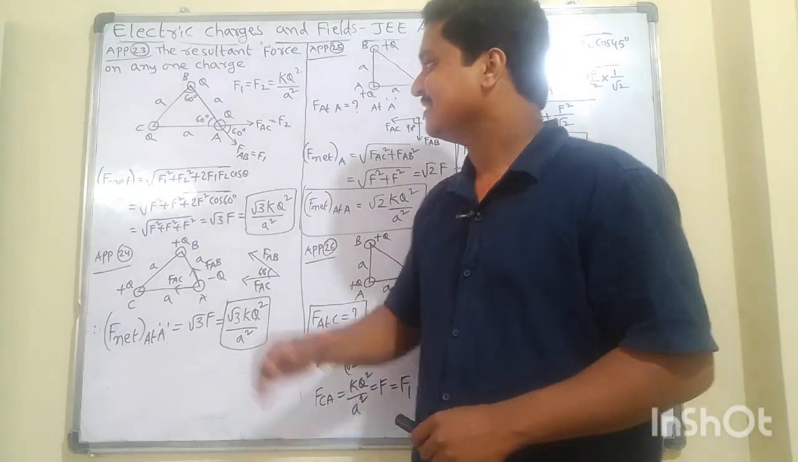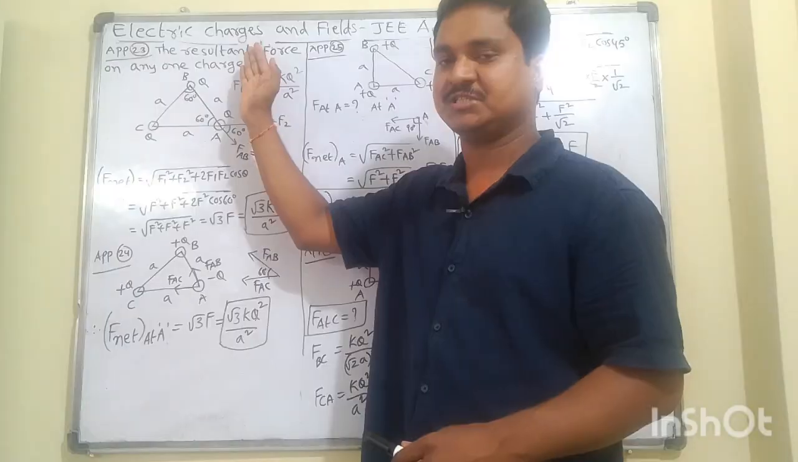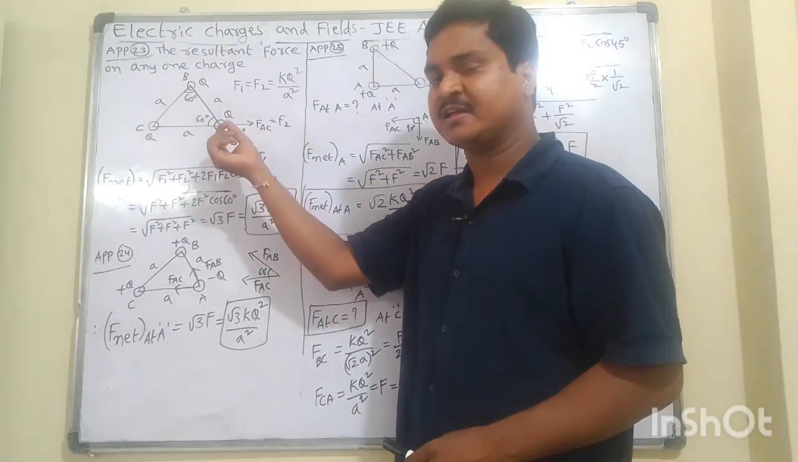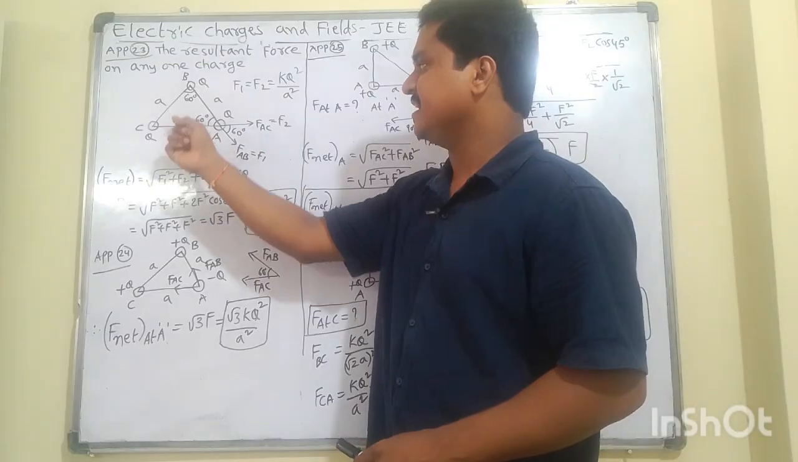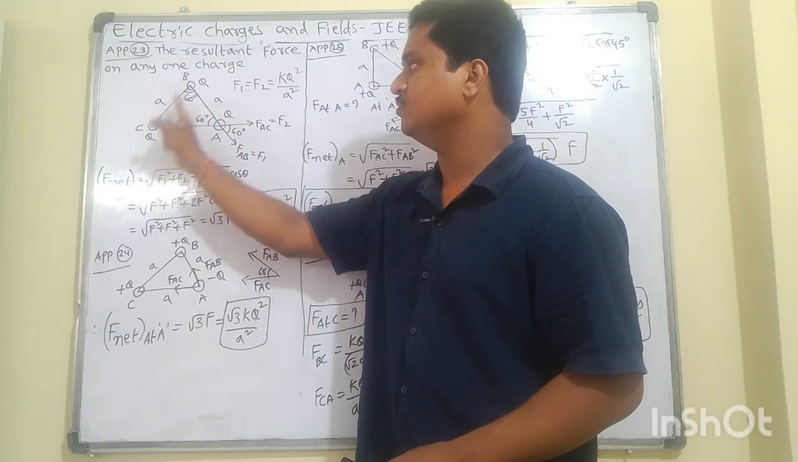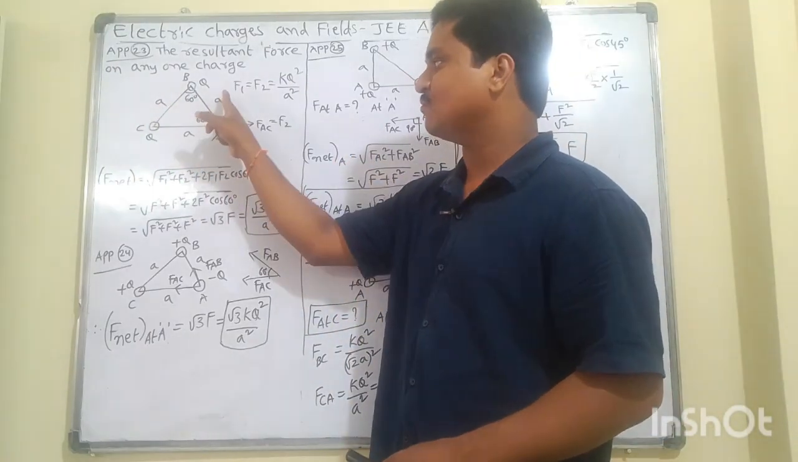Dear students, application number 23. We need to find the resultant force on any one charge for the given equilateral triangle. I consider the equilateral triangle having the vertices A, B, C, and at the vertices I place the charges Q, Q, Q. They are all similar charges, and they are at a distance of small a, small a, small a.